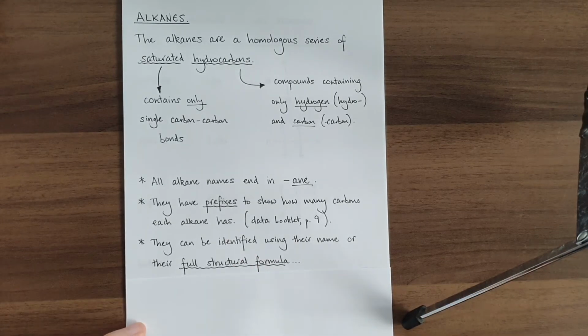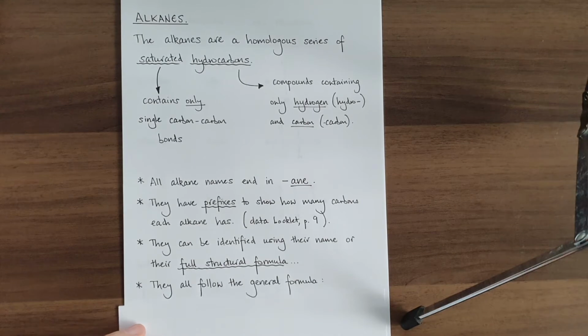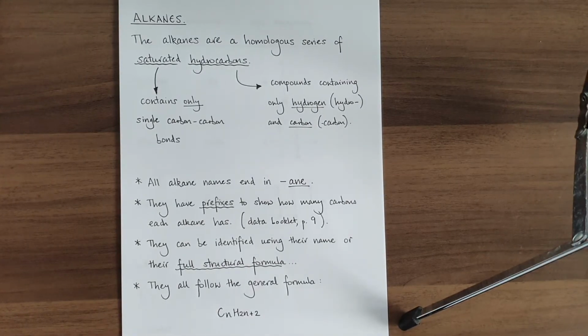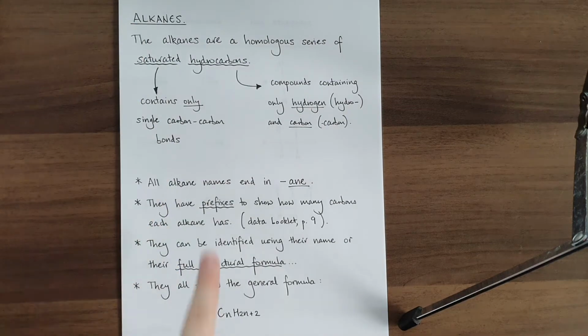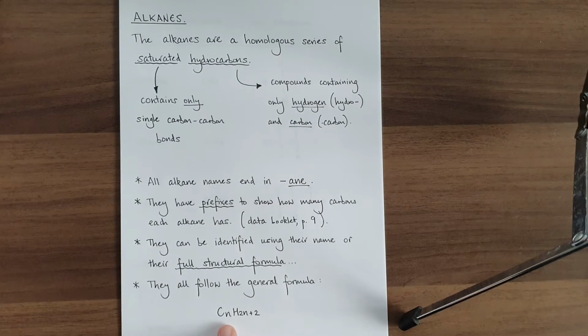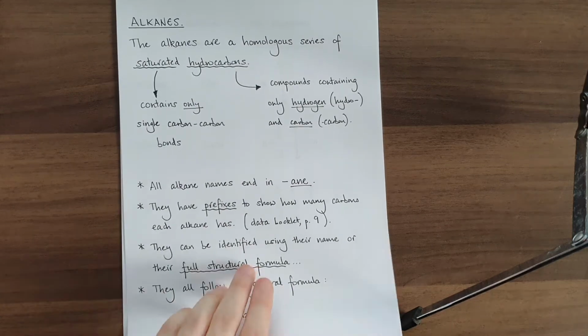And lastly, of course, because it's a homologous series, they will all follow the same general formula. As we discussed in the previous video, in this case for the alkanes, that general formula is CnH2n+2, which we'll now look at in a little bit more detail.